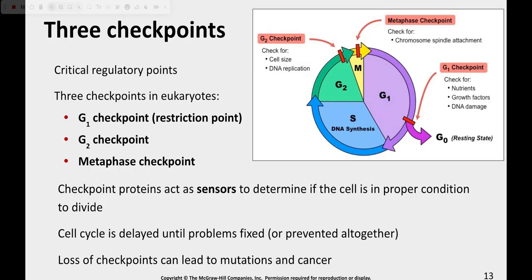What happens if, say, the checkpoint that checks if the cell has grown enough fails? What happens if the cell divides when it's not big enough? Likely that means it hasn't produced the right proteins, so if it does go through cell division, it's going to be halted somewhere along the lines. There's just not the right proteins for it to proceed. Cell division can get really messed up. That's likely what's going to happen.